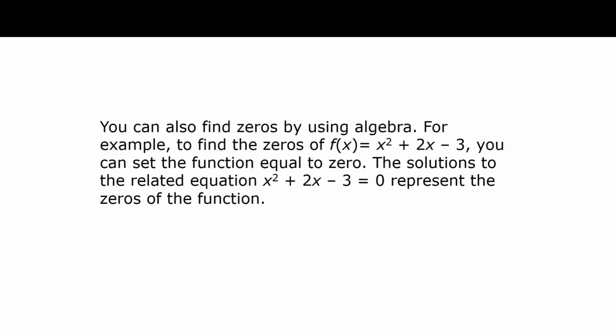All right, you can also find the zeros by using algebra. For example, to find the zeros of f of x equals x squared plus 2x minus 3, you can set the function equal to 0. The solutions to the related equation, x squared plus 2x minus 3 equals 0, represents the zeros of the function.